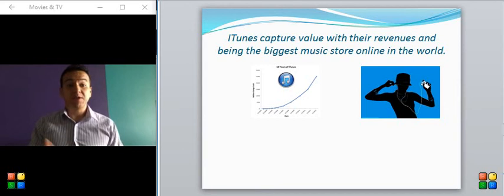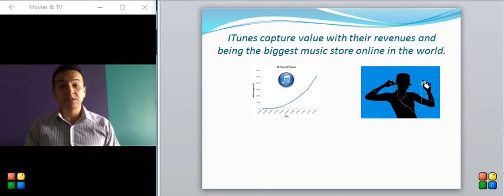So this is pretty much everything. I hope this is useful for you in order to describe the business model for any company.